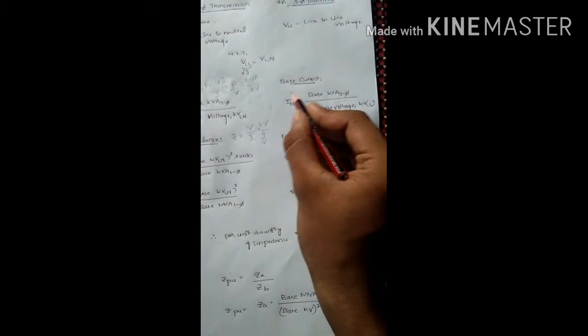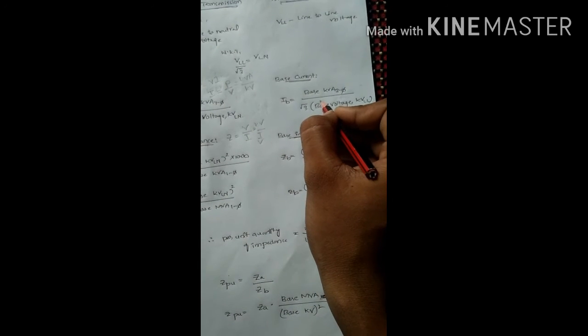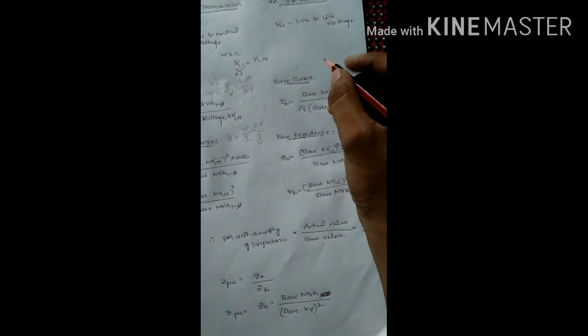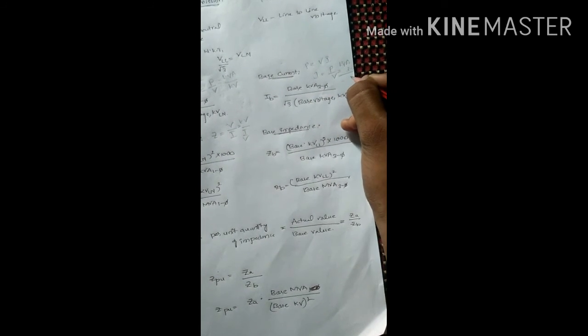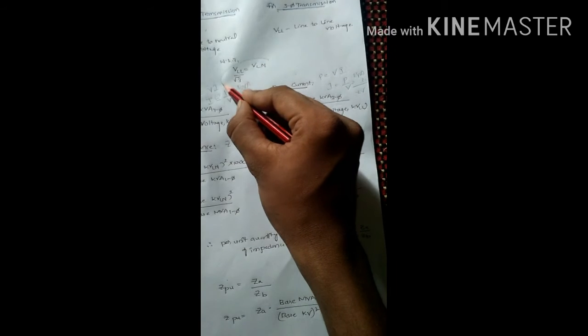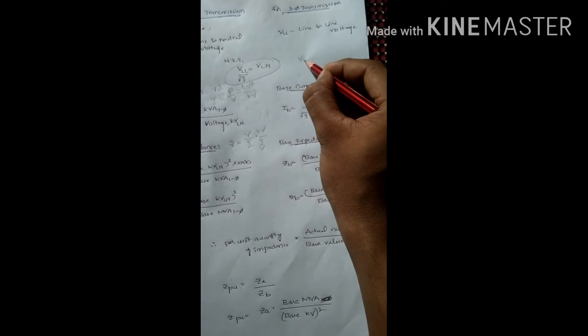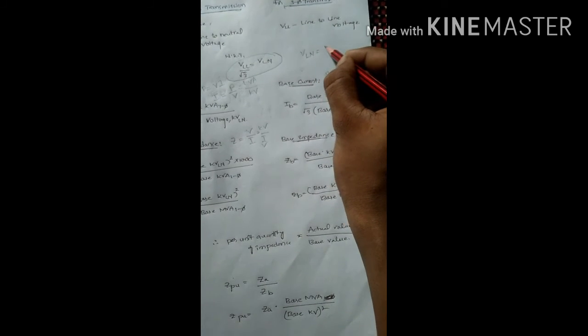Similarly, base current in three phase transmission is determined like this. We know that P is equal to VI. We need I, so I is equal to P by V, where P is equal to kVA for three phase and V is equal to kV. For three phase, we need to remember this: V line to neutral is equal to V line to line by root 3.